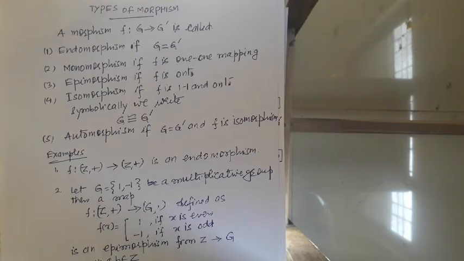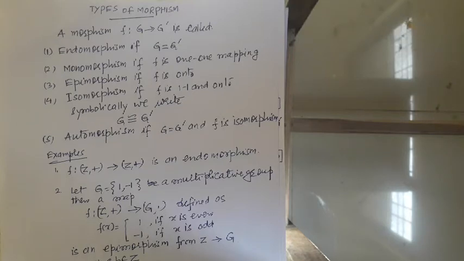A morphism f from G to G dash is called an endomorphism if G equals G dash. Second, it is called a monomorphism if the function f is 1-1 or injective. Third, it is an epimorphism if f is onto or surjective.